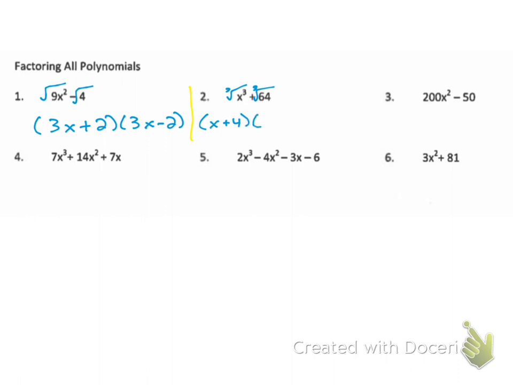And then to get my trinomial, I square the first term. Then I multiply the two terms together, opposite sign. And then I square the last term. All right, 4 times 4 gives me 16, okay?